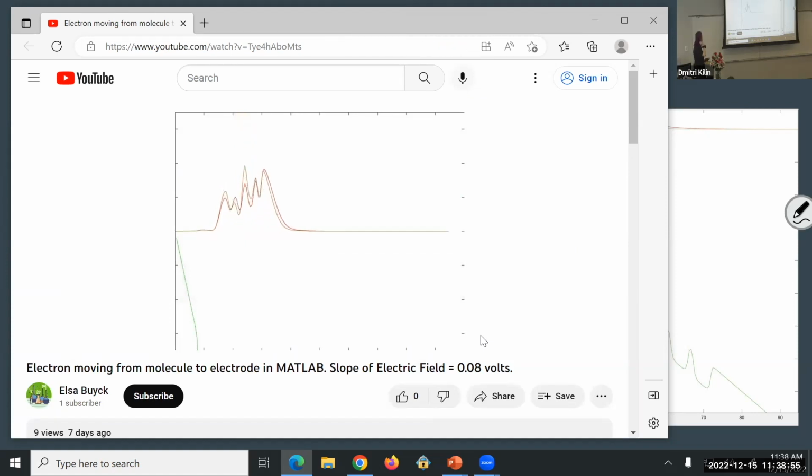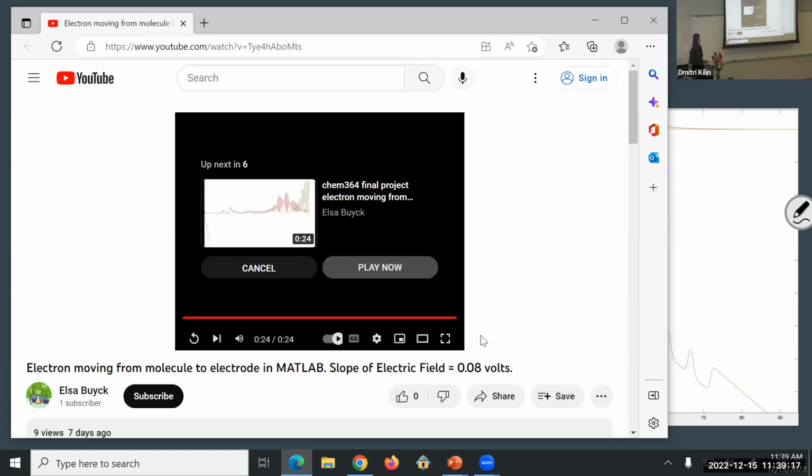So here's the video that was supposed to be in the presentation. Once it hits the sides, the barriers of the box, it gets really messy, and that's kind of where data collection would stop.